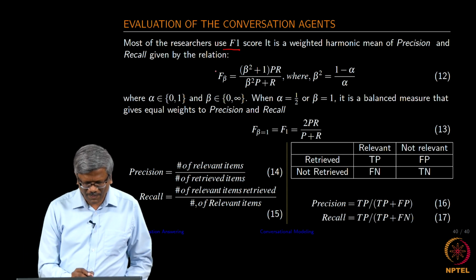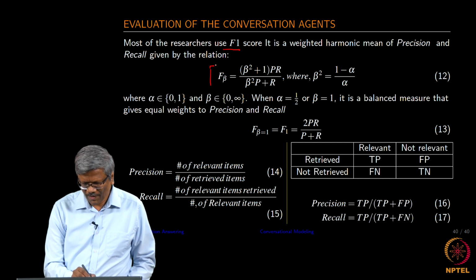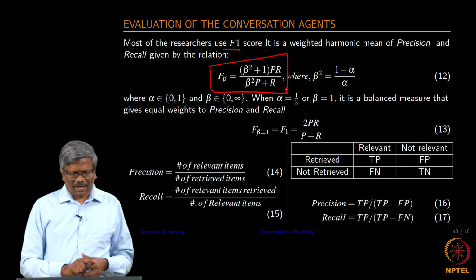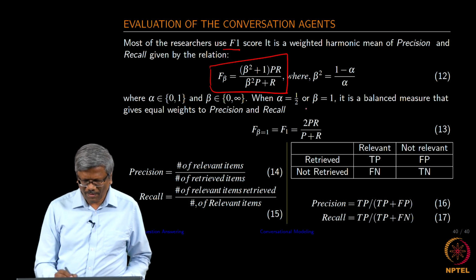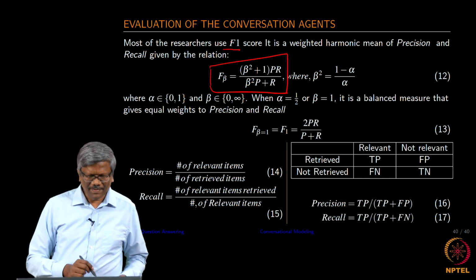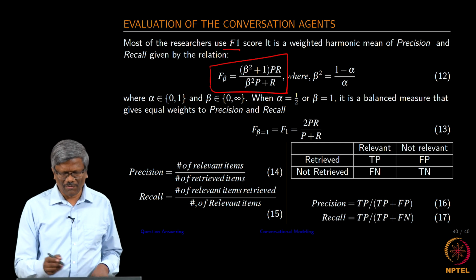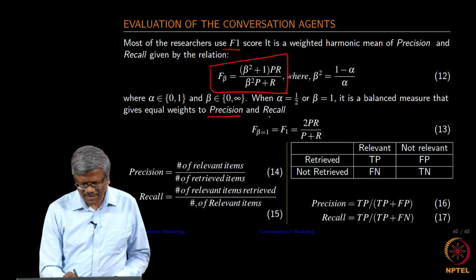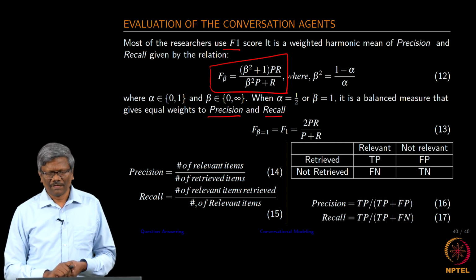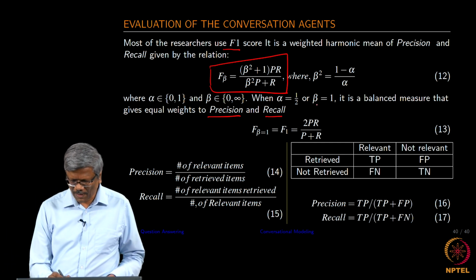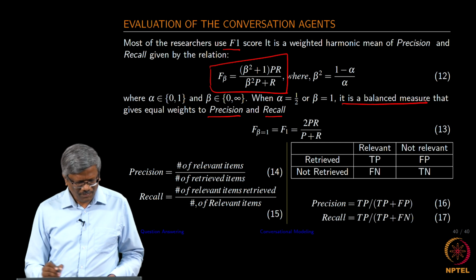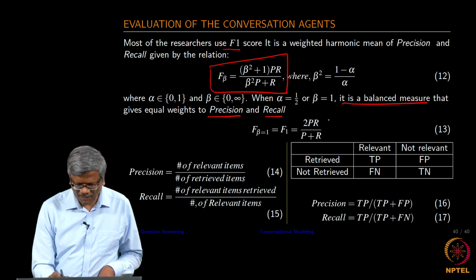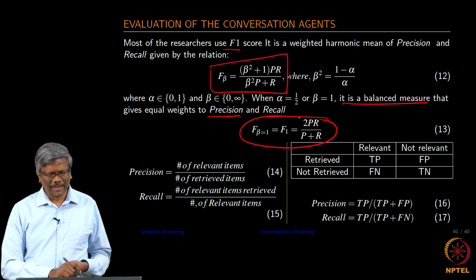So, that is what this experiment says. The F1 score is obtained using this relationship. This is a very important relationship in information retrieval, and if beta is equal to 1, or alpha equal to half, what we get is the F1 score. When beta is equal to 1, it is a balanced measure where precision and recall are given equal weights. And this is the formula you get when you have beta equal to 1.